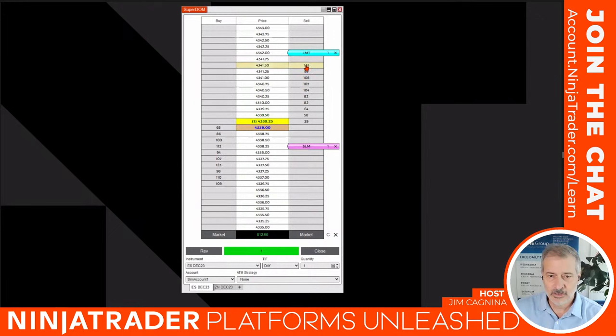So I just manually put a simple bracket around this particular market. And we could automate this too, which we'll try a little bit later on today in the presentation.